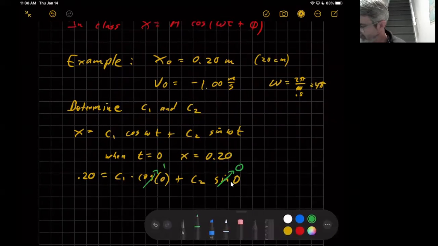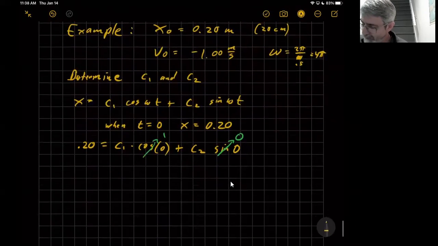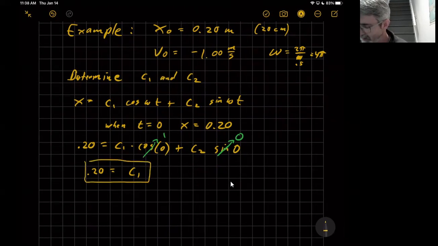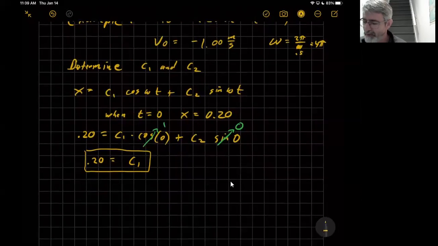So what does this simplify down to? This simplifies down to 0.20 is equal to C1 times 1 plus 0. So C1 must be 0.2. So we've already determined what the constant C1 will be. And notice, we'll come back to this later, that more generically, that is the initial position value. Now, let's try to figure out what C2 would be.